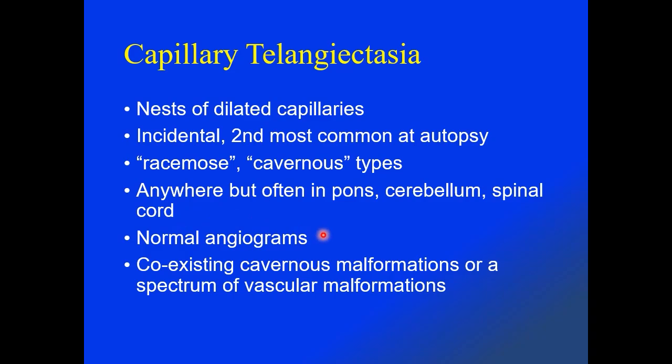Angiograms are normal because, again, this is a low-flow vascular malformation and typically very small. They can coexist with other vascular malformations such as cavernous malformations or development of venous anomaly. It is believed by some that these vascular malformations, cavernous malformations, capillary telangiectasias, development of venous anomalies, and AVMs represent a spectrum of vascular pathology rather than distinct entities.